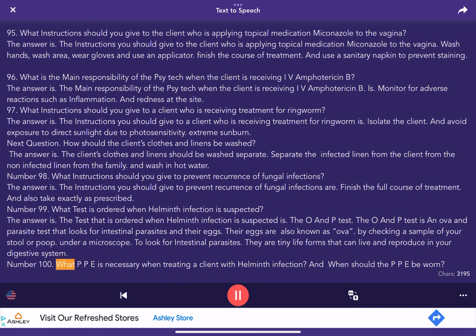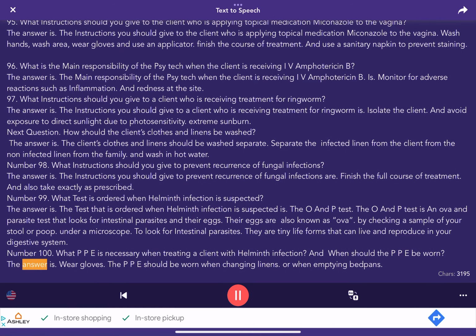Number 100. What PPE is necessary when treating a client with helminth infection, and when should the PPE be worn? The answer is, wear gloves. The PPE should be worn when changing linens, or when emptying bedpans.